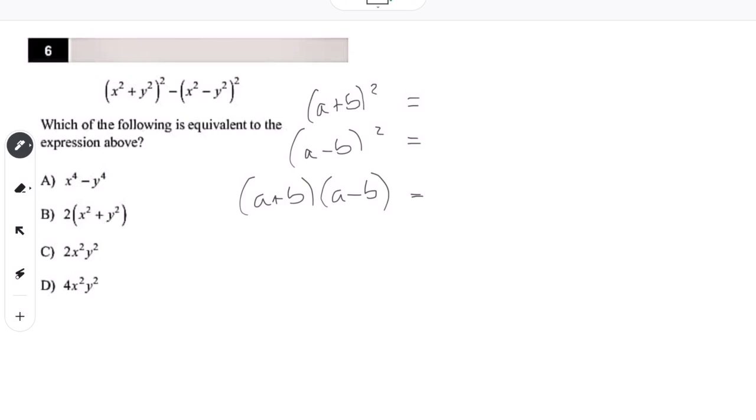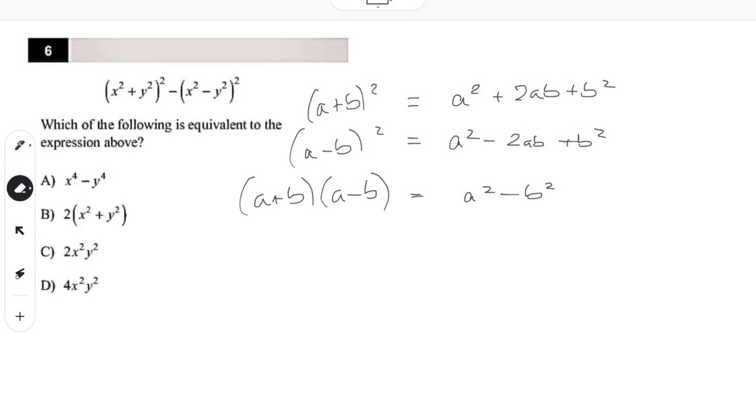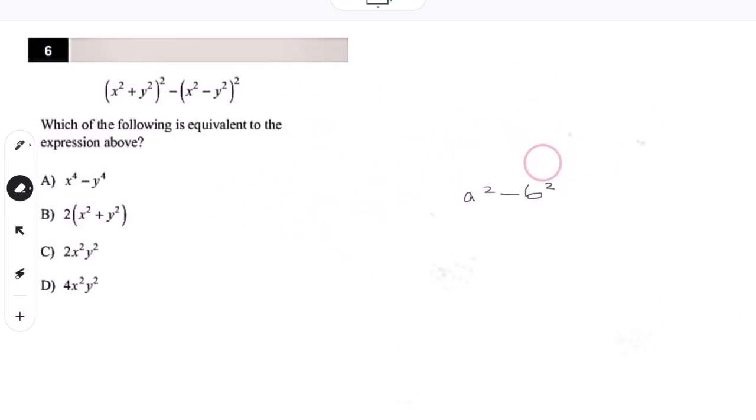SAT. We know that (a plus b) all squared is equal to a squared plus 2ab plus b squared. (A minus b) all squared is a squared minus 2ab plus b squared. And then the other one is a squared minus b squared. So let's apply this knowledge to this problem.